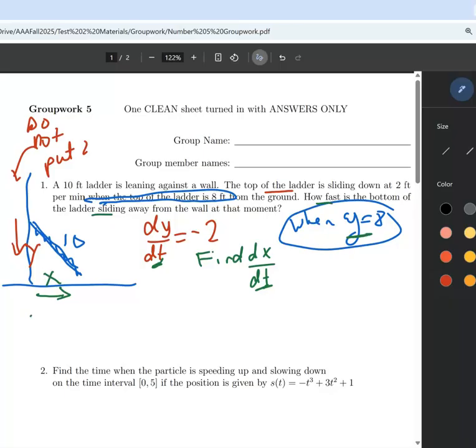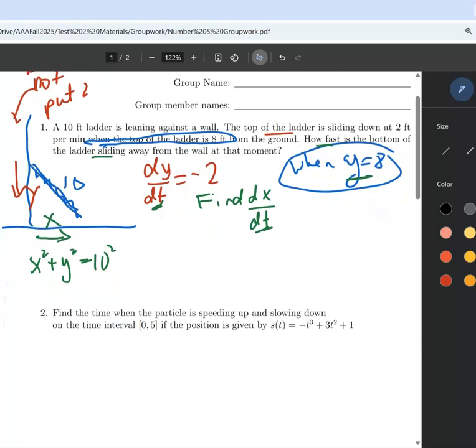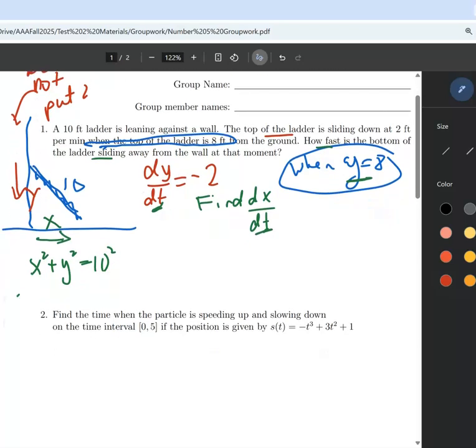I see Pythagorean. x squared plus y squared is 10 squared. So now we're ready to take the derivative with respect to t. So it's 2x, and remember you have to use dx over dt. You cannot use x prime or y prime here in this case either. Equals 0, and be careful, you put 10 squared as 0, right? So then I'm going to cancel the 2's, and I'm going to see what I have to plug in.